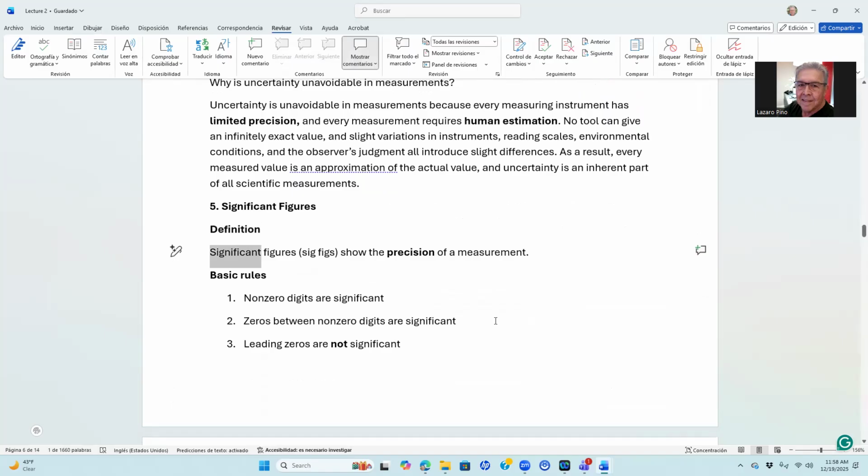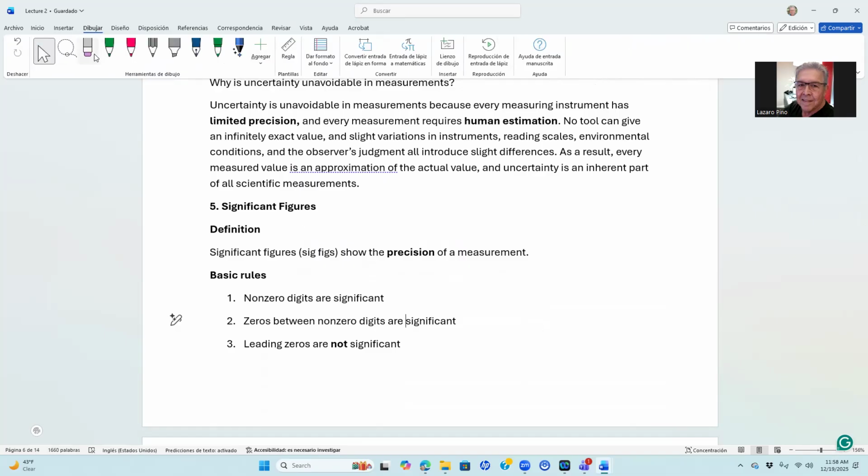5. Significant figures. Definition. Significant figures, sig figs, show the precision of a measurement. Basic rules. Non-zero digits are significant. Zeros between non-zero digits are significant. Okay, let me stop here. For example, if you have a number where all the digits are different from 0, you consider that this number has 3 significant figures.